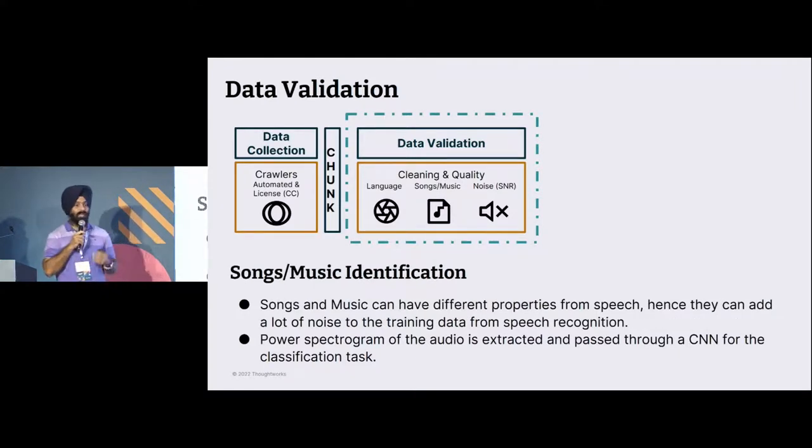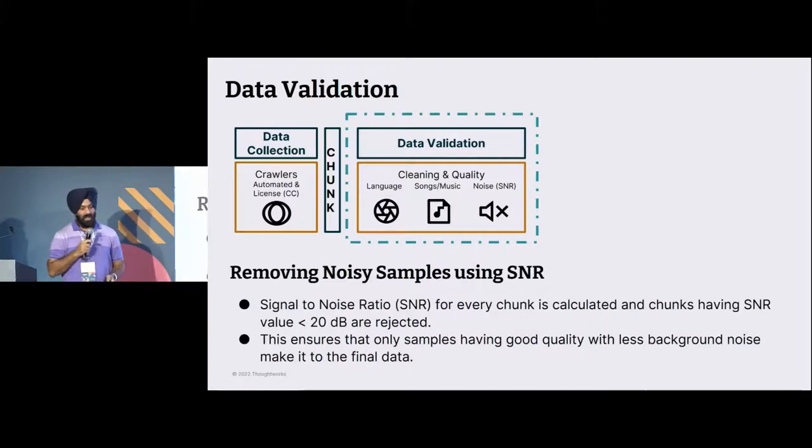And the second is songs and music identification. So if you're crawling the internet, again, you'll get a bunch of songs and music, right? And this is not the right or ideal data set for an ASR task. So we want to remove these songs or music from our data, right? So we created a deep learning classifier that classifies whether it is a song, music, or vocals, right? Now again, it's a relatively easier problem to solve than language identification, but still a very hard problem, to be honest, right?